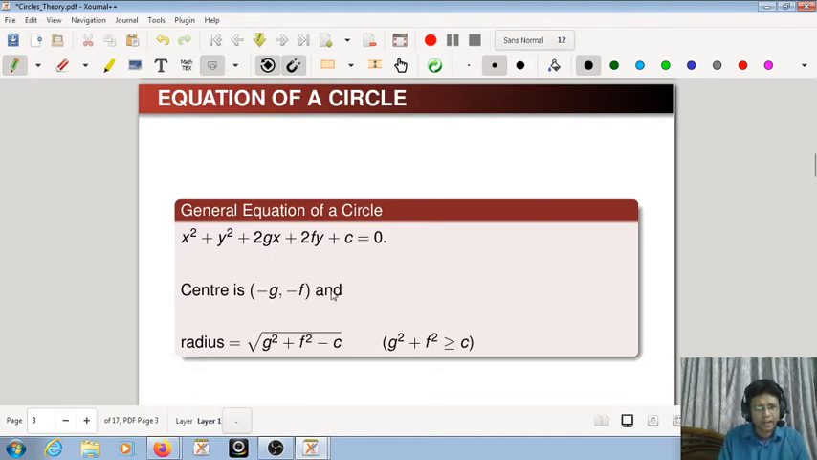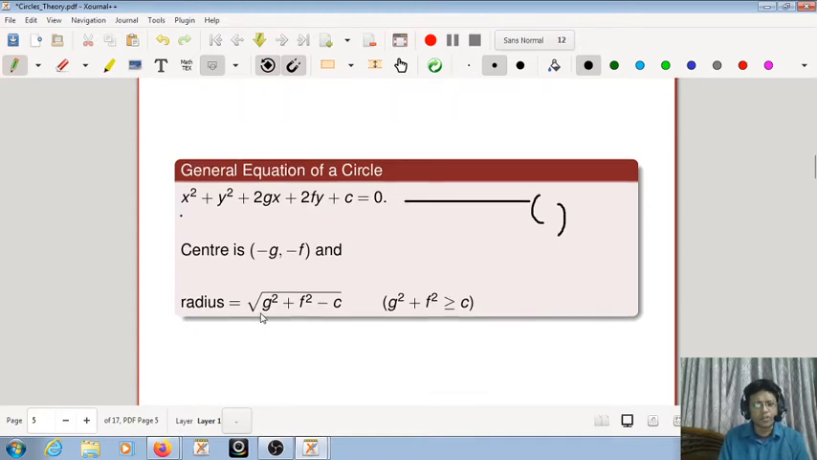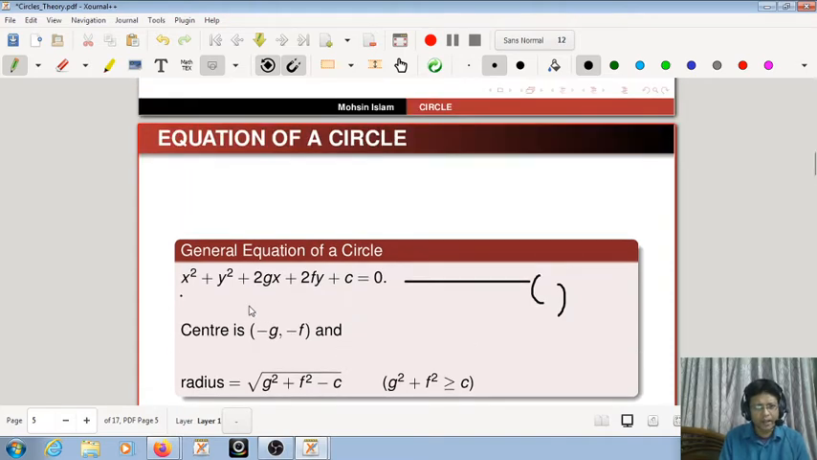So what is the center? In this case, for the general equation of the circle, the center is (minus g, minus f), and the radius is root over g square plus f square minus c. Why am I writing the center as (minus g, minus f)? Let me explain that one.